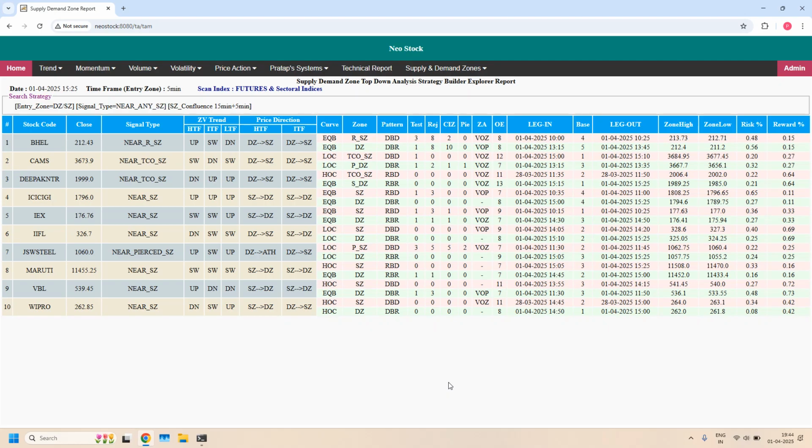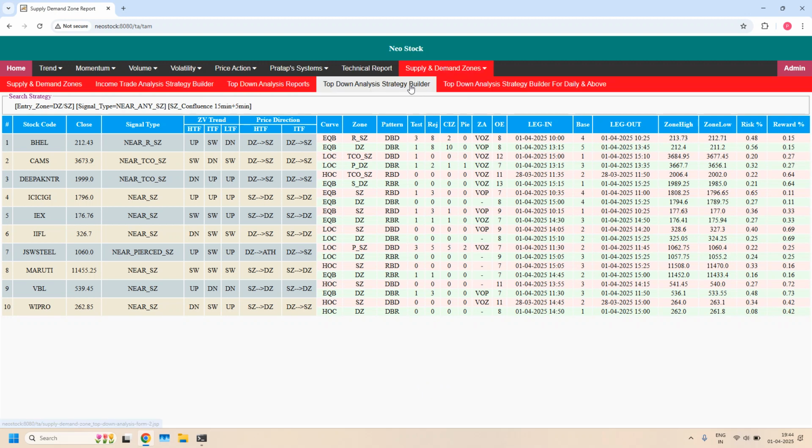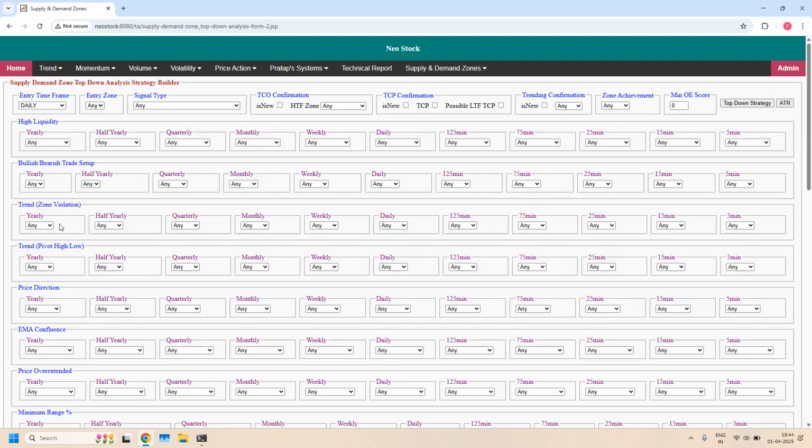Or below any 5 minute zone might be there. That is acting as a trap. Okay, this is about stocks near demand and supply zones for different time frames. Next, we will generate bullish and bearish trade setups for different income trades.